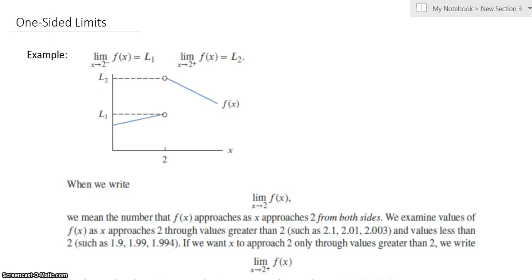This is Jennifer Martinez, here to talk about one-sided limits. I'm going to start with an example. What is a one-sided limit?